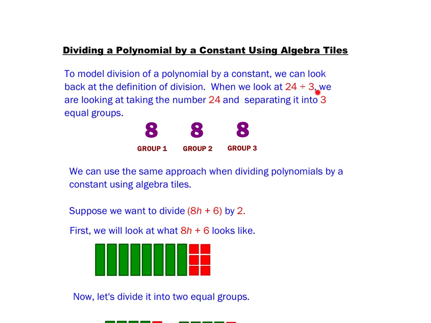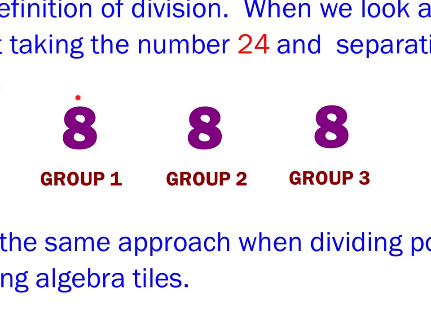When we look at 24 divided by 3, we are looking at taking the number 24 and separating it into 3 equal groups. So if group 1 has 8 in it, group 2 has 8 in it, and group 3 has 8 in it, 8, 8, 8 all adds up to 24. So division is putting a big sum into smaller equal groups.